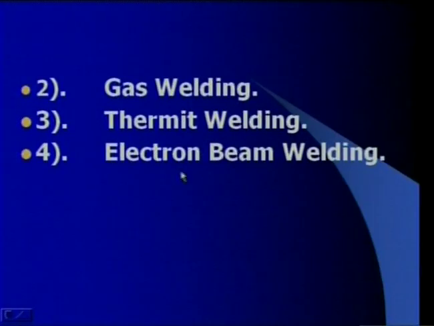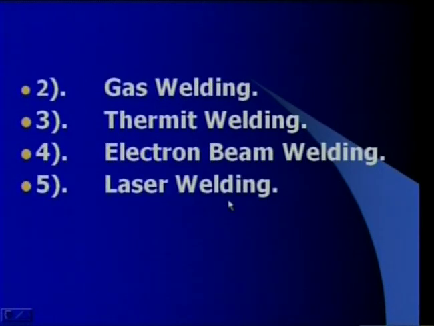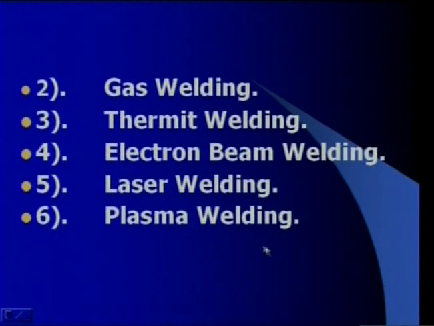For example, rail tracks which are to be joined together are done by thermite welding. Next, electron beam welding. Electron beams are used for the welding process. Next, laser welding. Laser rays are used for the welding process. Next, plasma welding. This is plasma state type of welding. The last three come under advanced stages of welding.